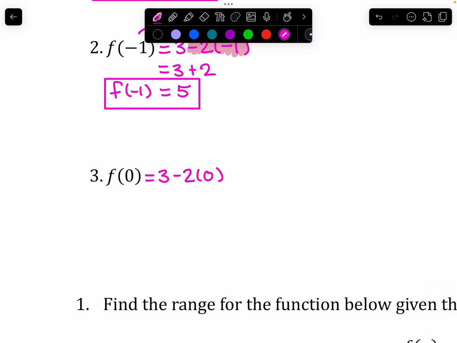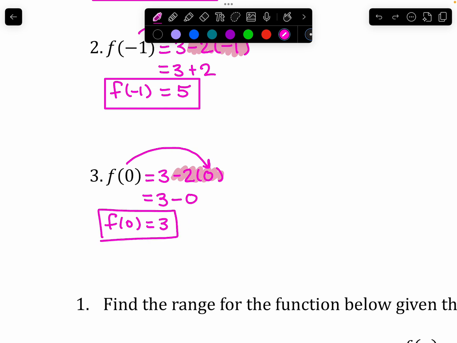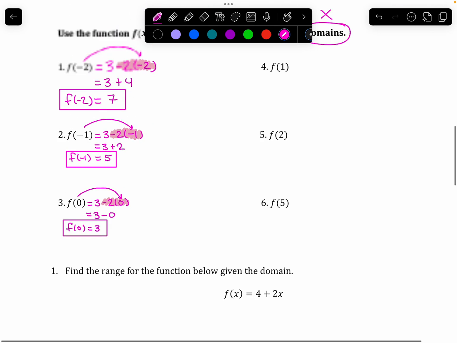This will be 3 minus 2, and now I'm going to input 0 into my function. I still have to do my multiplication first. -2 times 0 is actually just 0. So I just get 3. So f of 0 is 3. So when I input 0 into my function, I get an output of 3. There we go.